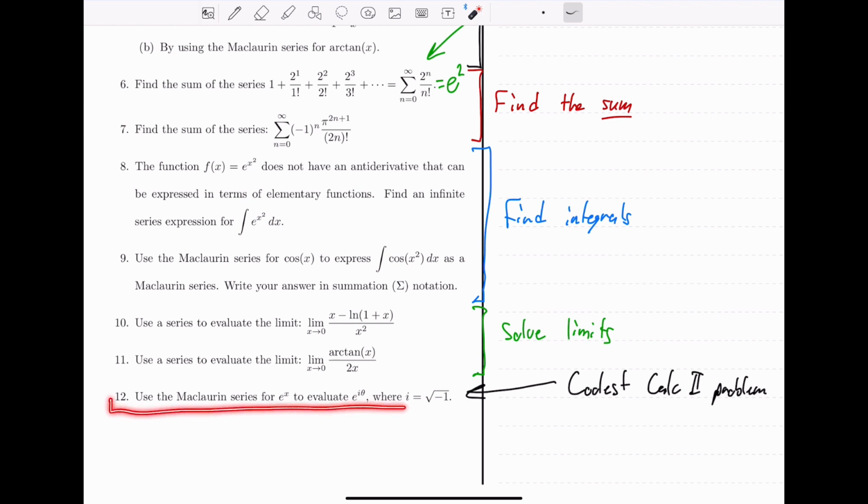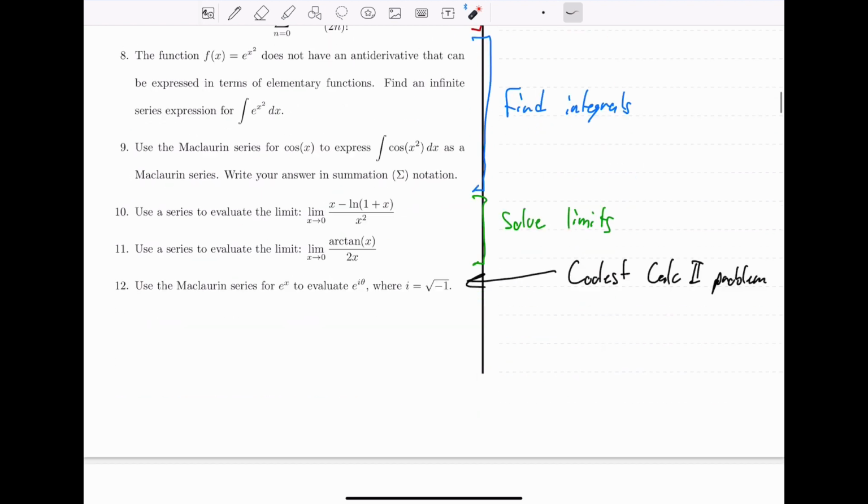We have arrived at example 12, which is quite possibly the coolest and most beautiful math we'll see in all of Calculus 2. We're going to use the Maclaurin series for e to the x to evaluate e to the i theta. Theta here is just a variable. We can think of it like we think of x. And i is the square root of -1, a complex number. Don't worry, we're not going to get too in-depth with the complex numbers. This is really the only time that we'll have to use complex numbers here. And we're going to see a very bizarre and truly beautiful mathematical result here. Let's take a look.